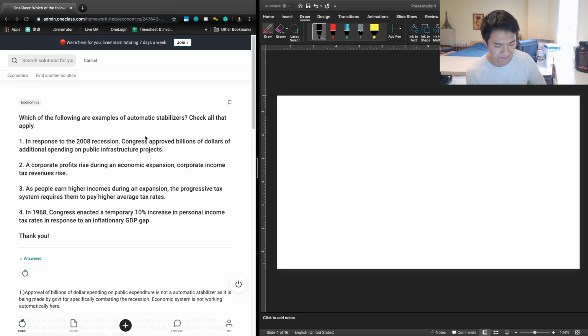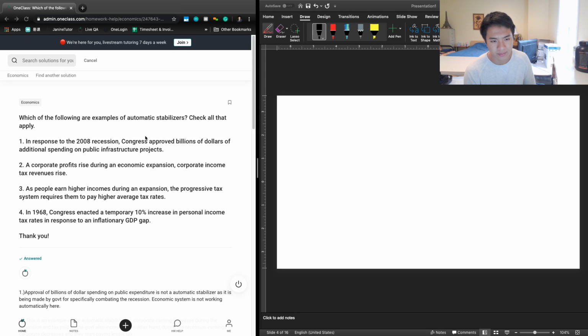So taking a look at these answer choices, we can classify each one as either yes, an automatic stabilizer, or no. So number 1 says in response to the 2008 recession. In that sense, we should already be thinking this is going to be discretionary because it's in response to a certain scenario. Congress approved billions of dollars of additional spending on public infrastructure projects. And so again, we would not call this an automatic stabilizer because it did not happen by itself. It required action by Congress in order to occur. And so it's not going to be what we consider an automatic stabilizer. Number 2 says when corporate profits rise during economic expansion, corporate income tax revenue rises.